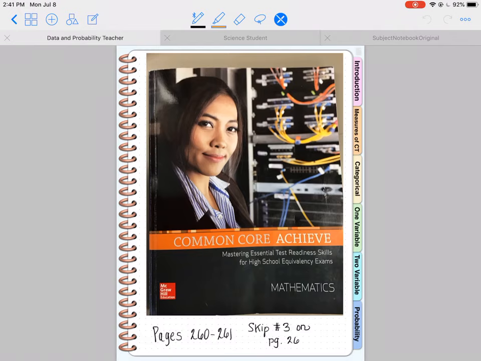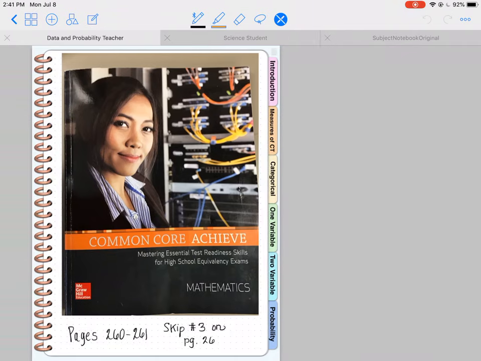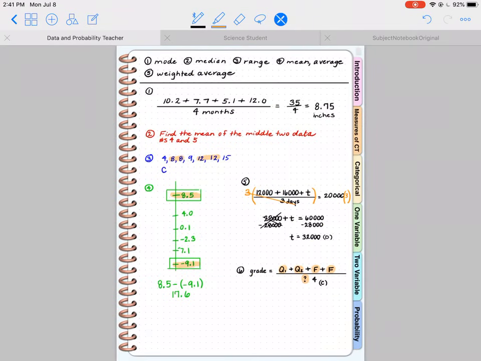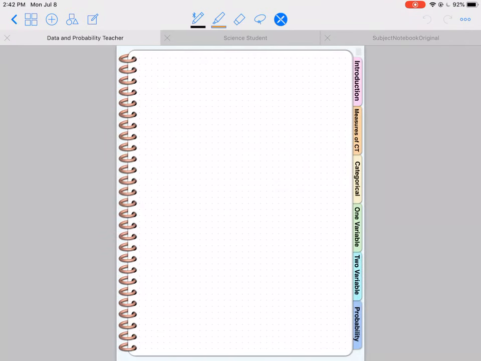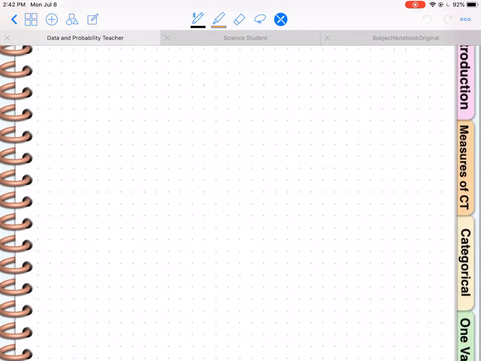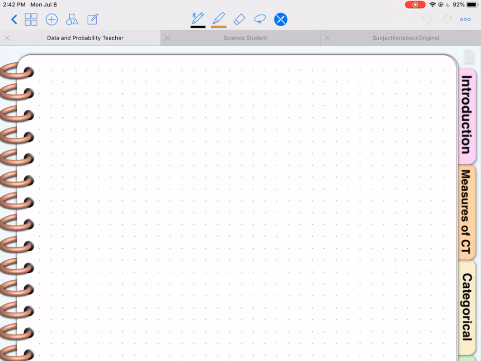This was the module test for measures of central tendency, and we've already done page 260 in the last video, so I'm over here on page 261. So in your textbook, we're looking at those problems. Hopefully you have already completed this exam, and you are comparing your work to mine.